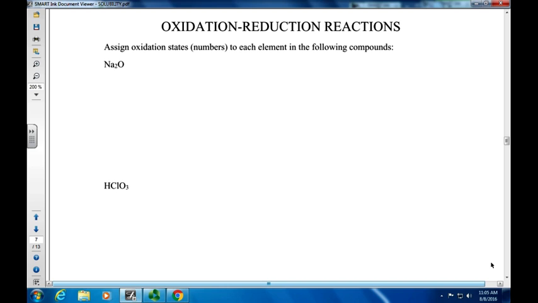We're going to start by rewriting our compound, Na2O. And above each element, we're going to put the oxidation states, recognizing that because there is no charge on this compound, that must mean that the oxidation states have to equal 0 when summed.